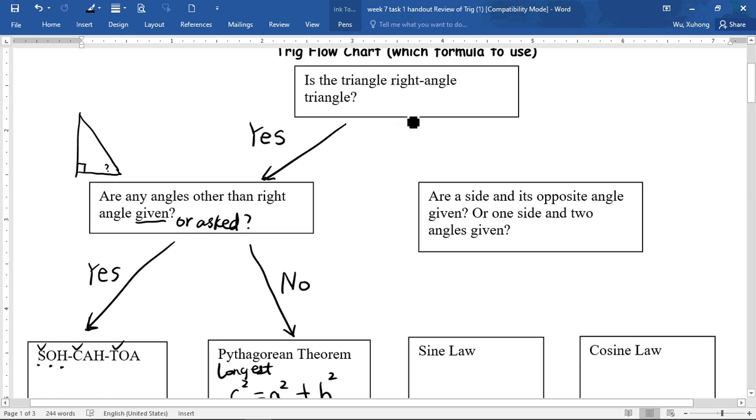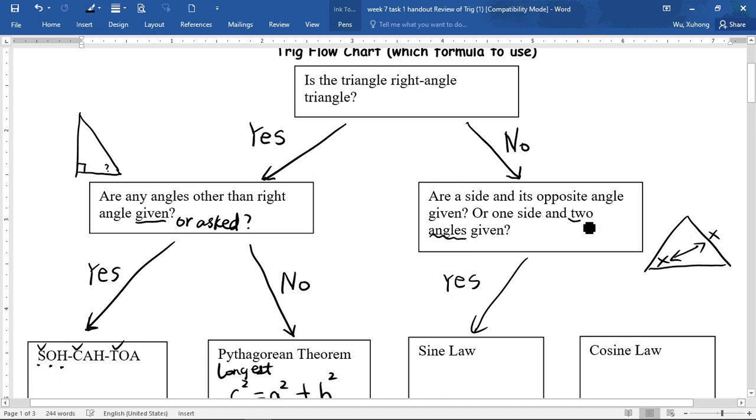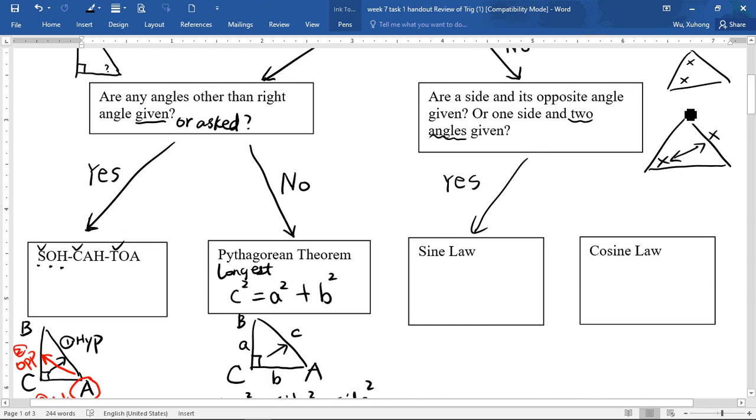And if there is no 90 degree angle, then the answer is no, you go to the right side. So now you are going to ask, are one side and its opposite angle given? So do you have one angle and one side given? If so, then the answer is yes, then you use the sine law. Or, doesn't matter which side, as long as you have two angles given, okay, then the answer is yes, you go to the sine law. So if not these two, then you go to the cosine law.